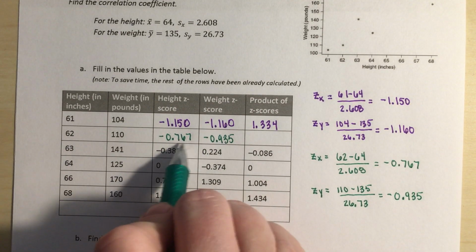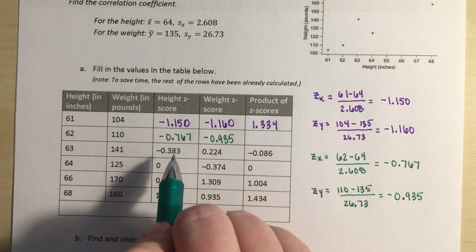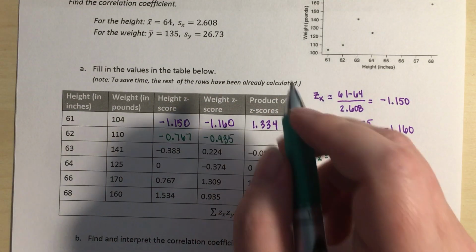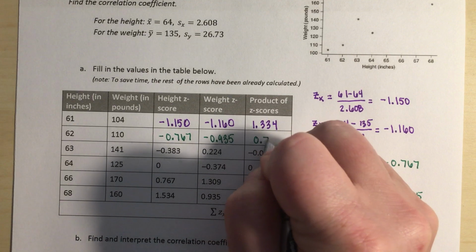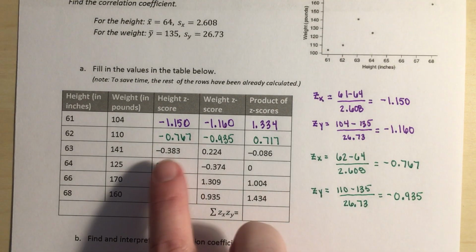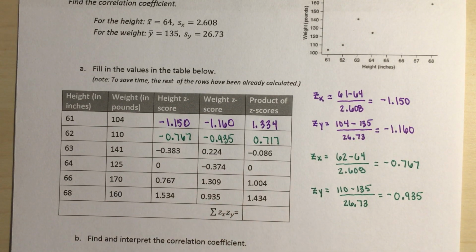Right, then we're going to multiply these two values together. Negative 0.767 times negative 0.935 is going to give us a positive 0.717. Right? And then what we just did for these two first rows that we've looked at, we would need to calculate a z-score for all of these different values. So that's where all of the rest of these are coming from. Again, just to save time, calculating 4 z-scores is enough.